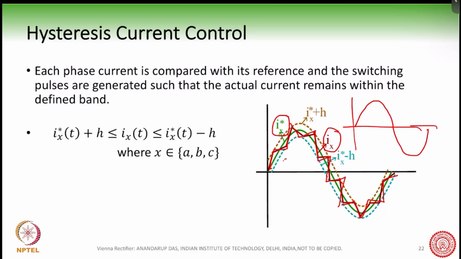So actually it looks like this. The switching frequency can be like 50 kilohertz or 60 kilohertz, something like that, so it is very fine like this. It is not the way we have shown it here for exaggeration, right? So therefore you can control the current within these two bands, plus H and minus H.